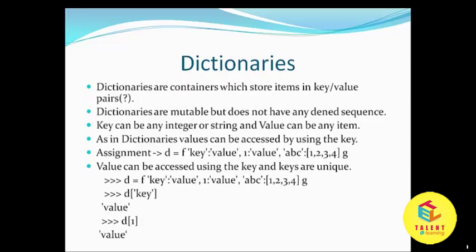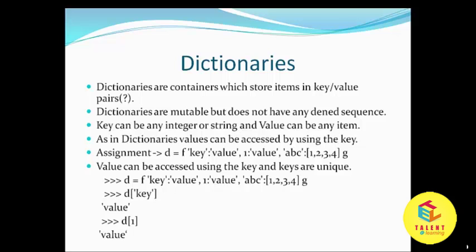Now we see dictionaries. Dictionaries are containers which store items in key value pairs. Dictionaries are mutable but do not have any defined sequence. A key can be any integer or string, and a value can be any item. As in dictionaries, values can be accessed by using the key.